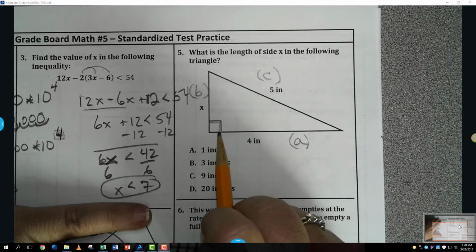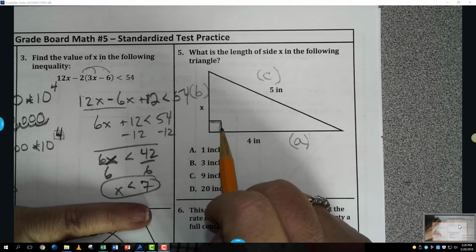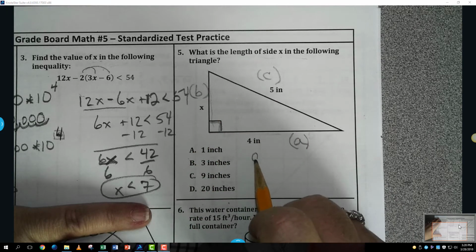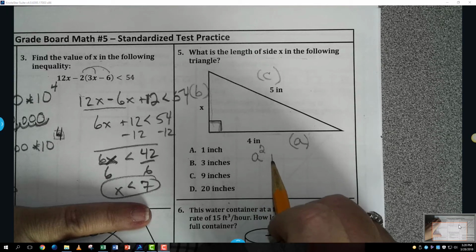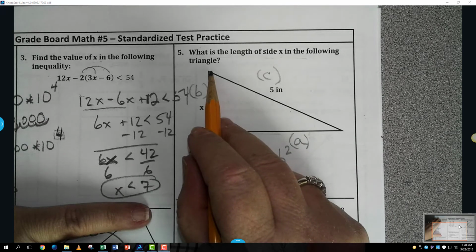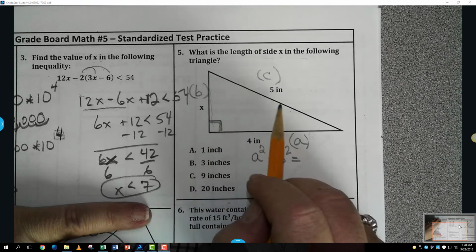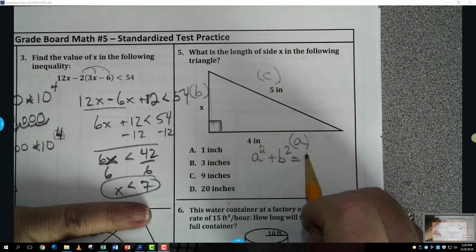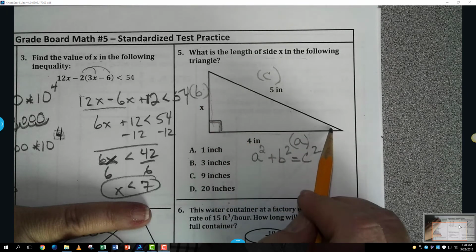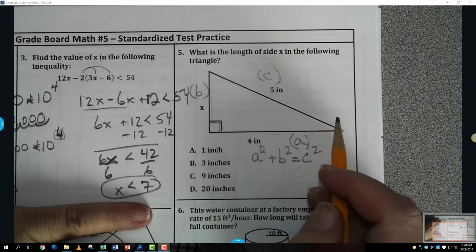The Pythagorean theorem says if you take the two sides that are adjacent to the right angle, so this side and this side, and you square the sides individually, so A squared plus B squared, that is going to be the length of the hypotenuse also squared. So A squared plus B squared equals C squared, where A and B are the sides adjacent to the right angle, and C is the hypotenuse.